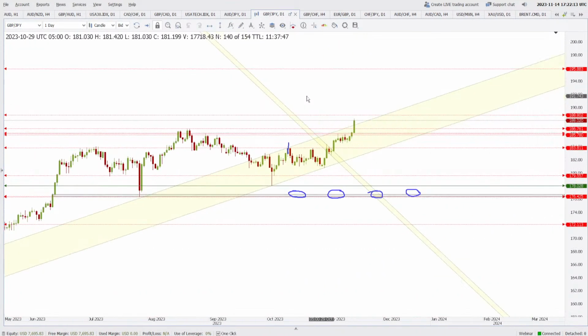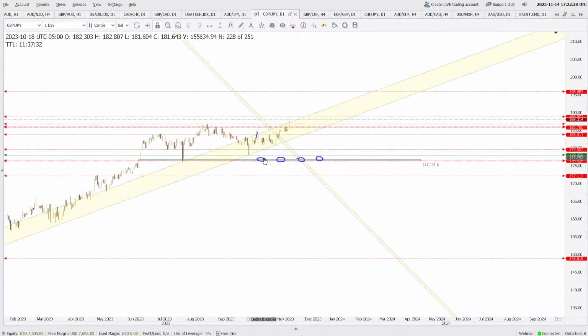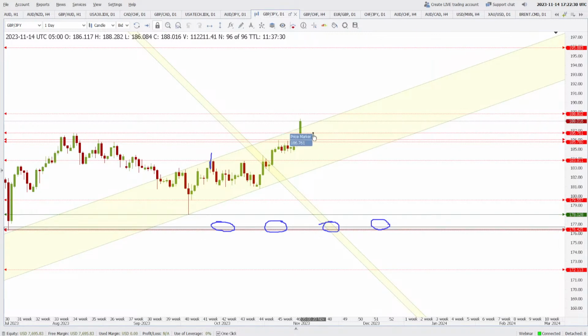GBP-JPY, we are buyers in this one now. 188.80 is the target. Actually, first target was 186.76. That is taken, and now we are on the verge of taking 188.80, only 80 pips away from that. I think that will also be taken because there is no resistance now on the way. Even if the price starts falling from here, 186.76 will start offering support to the price for a move up.